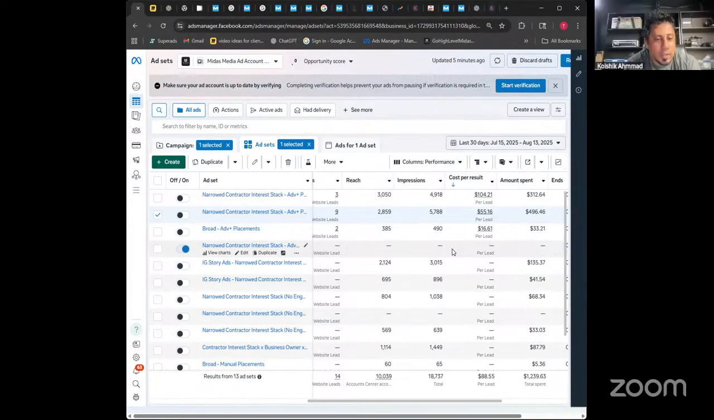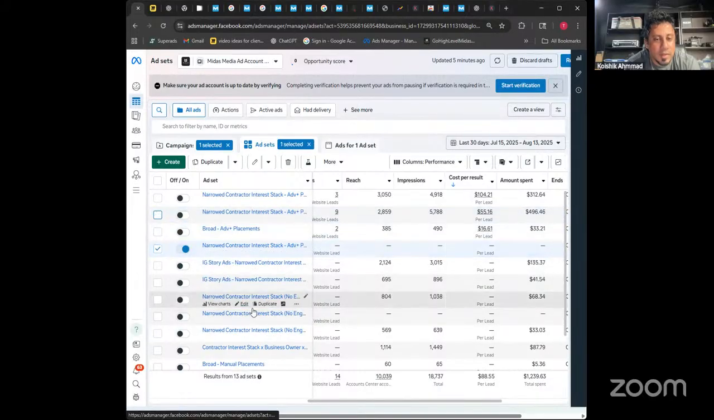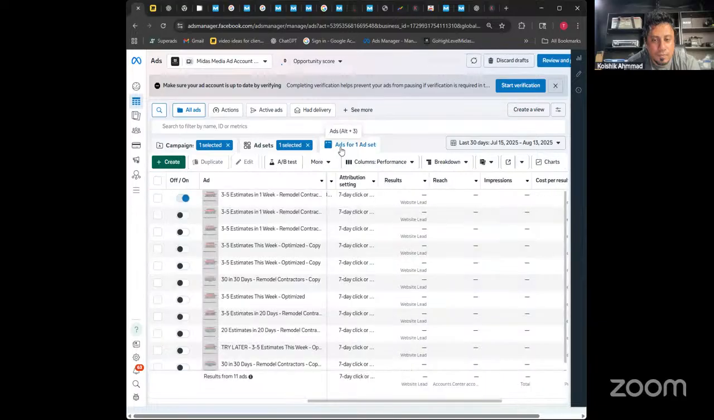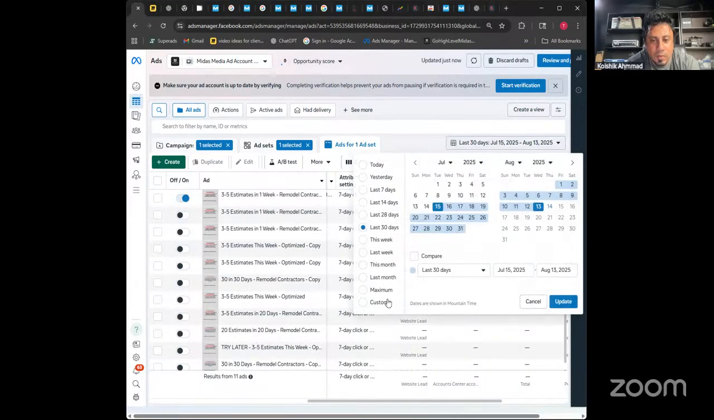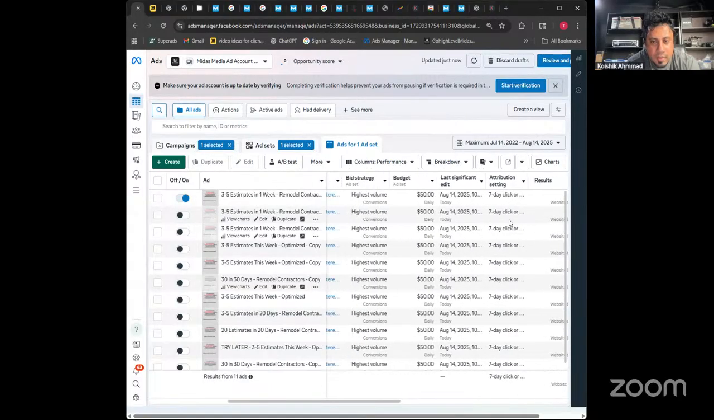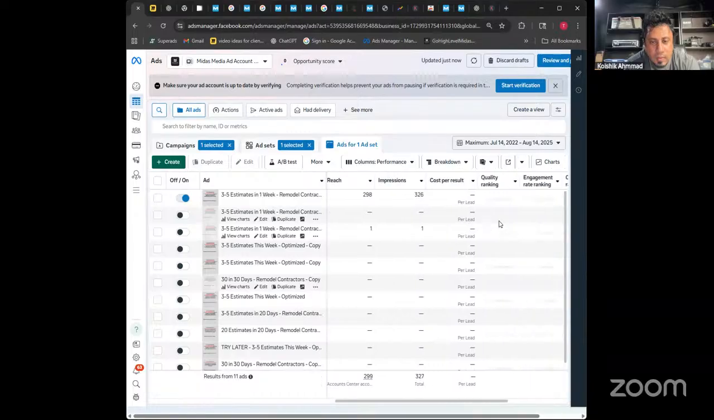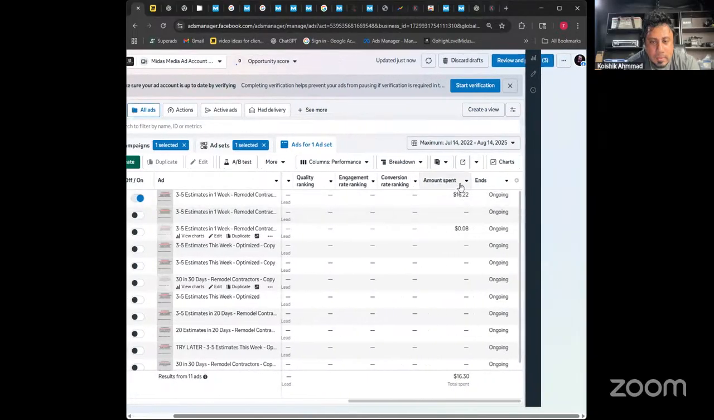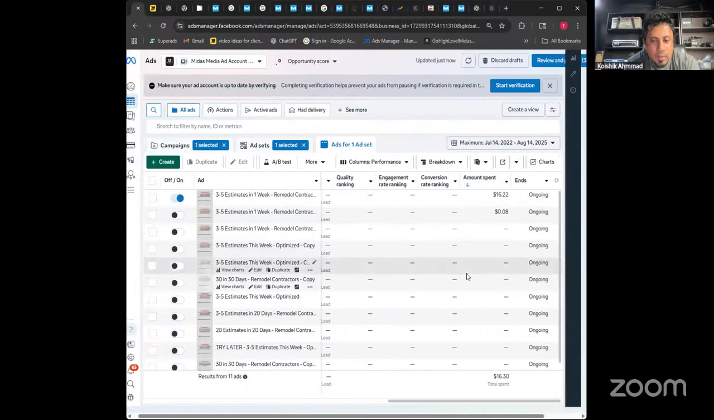Okay. Can you go and select that one with the blue check mark? And then deselect the other one. Yep. And then click on the ad level, and then sort by maximum. Okay, and then filter by ad spend. Okay, I see what you're doing.